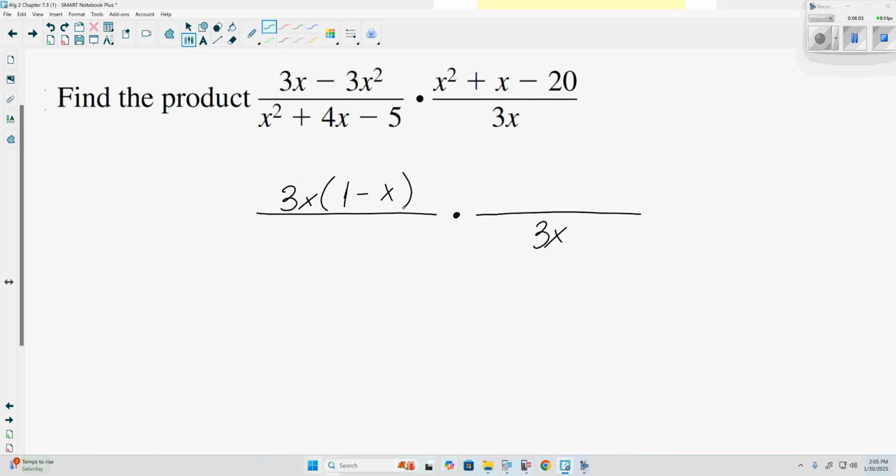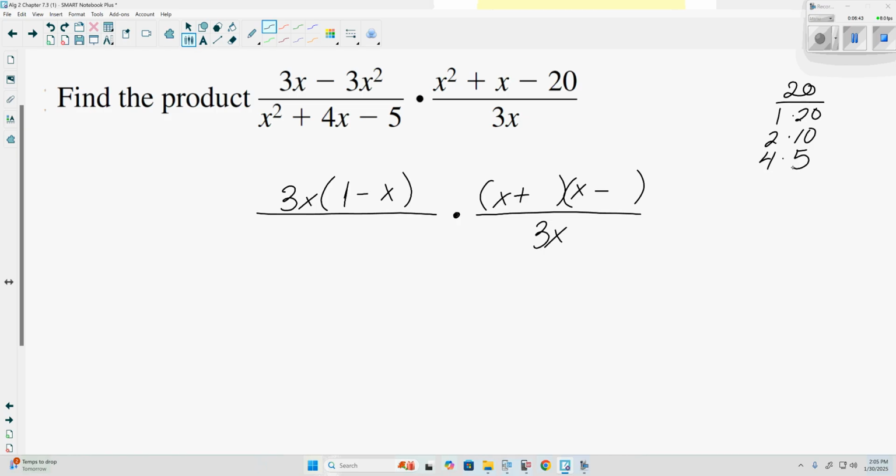What do we want to factor next? The x squared plus x minus 20 or the x squared plus 4x minus 5? The top one. Now x squared plus x minus 20, there is no greatest common factor between these three terms. So we'll do our two sets of parentheses. Since the third term is negative, our signs are opposite. One's going to be positive, one's negative. Factors of x squared are x and x. Our factors of 20 are 1 and 20, 2 and 10, 4 and 5.